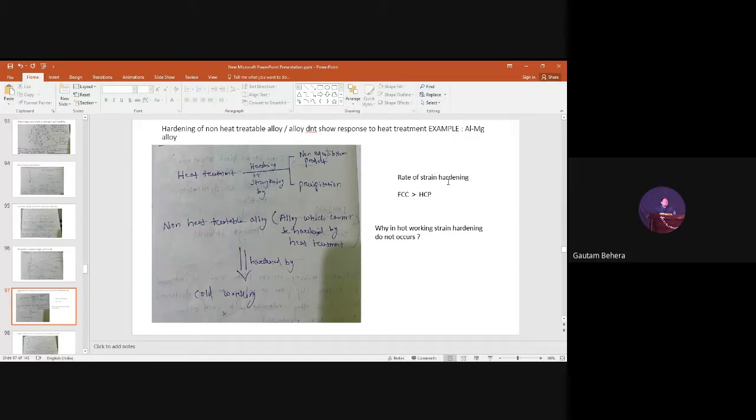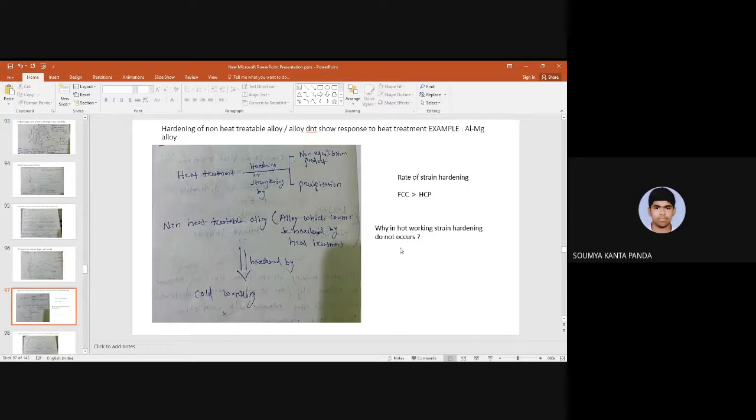This statement is important. Okay, can anybody tell me why in hot working strain hardening does not occur? What may be the reason? Everybody knows what hot working is, right? Obviously, you people know. Just use your mind. What may be the reason? How many of you remember the annealing of cold worked metal?